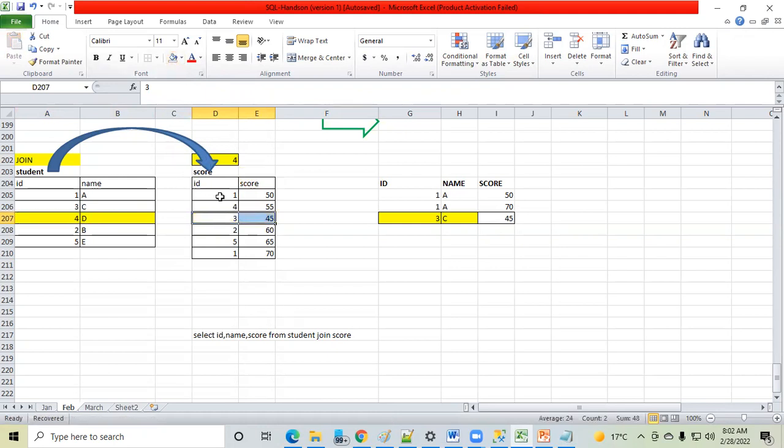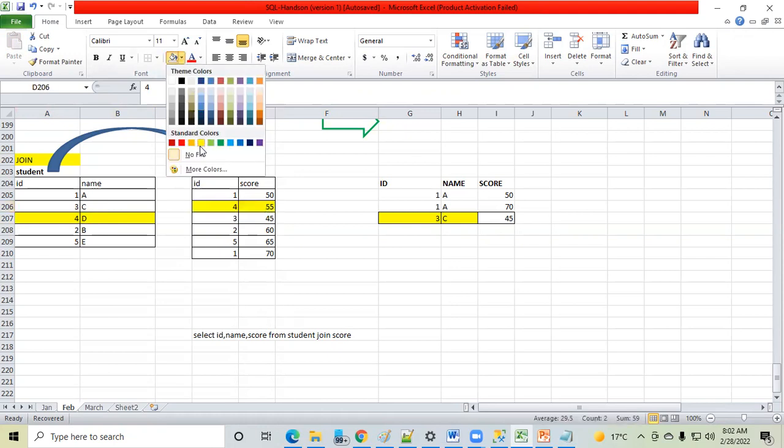Is 4 equal to 1? No, sir. 4 is not equal to 1. Okay, fine. Move to the next record. Next record. Is 4 equal to 4? Yes, sir. 4 is equal to 4. Okay, stop here. Take a pause. Okay, fine. I've taken a pause here.